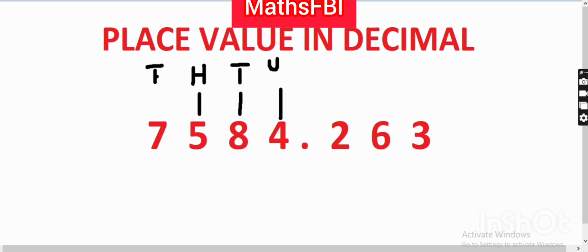Further to the left, we have thousands here. This is thousand. And so we can say this is 7,000, 5 hundreds, 8 tens, and 4 units. That's 7,584. Now, where we have decimals is counting to the right. That is where the decimal point is involved.